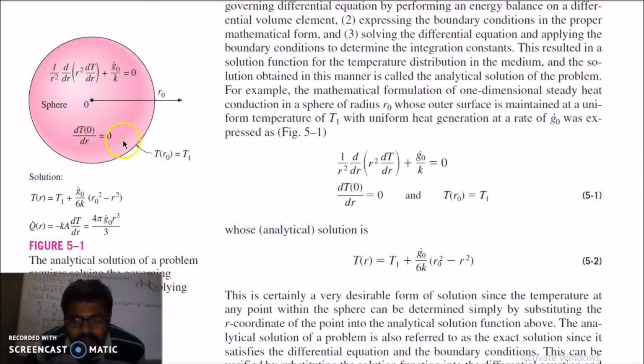The mathematical formulation of one-dimensional steady-state heat conduction in a sphere of radius r0, whose outer surface is maintained at a uniform temperature of T1 with uniform heat generation at a rate of g0, was expressed by this equation, which we had already discussed. And these are your boundary conditions here, and you will get an analytical solution, which is T(r) equal to T1 plus g0 by 6k into (r0 squared minus r squared).